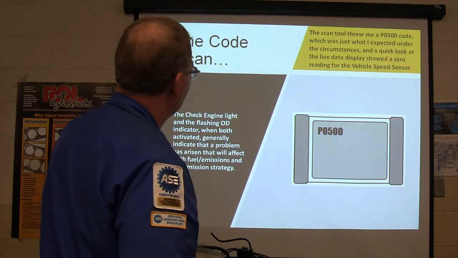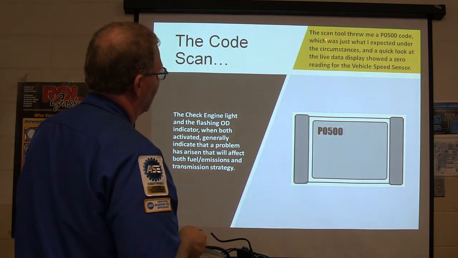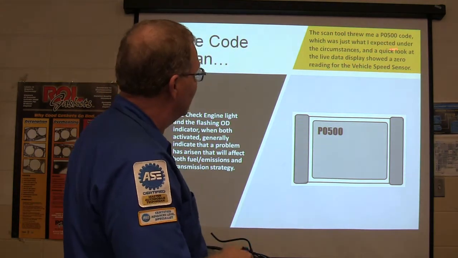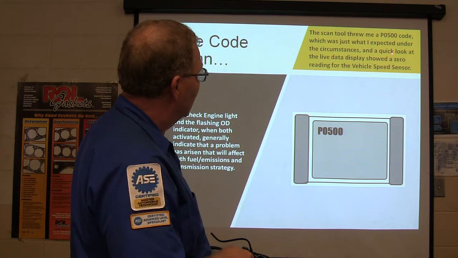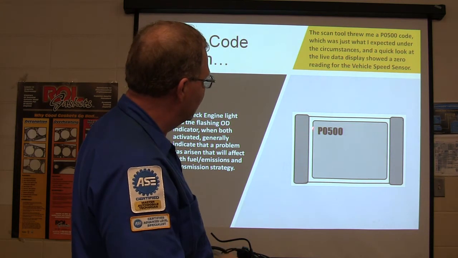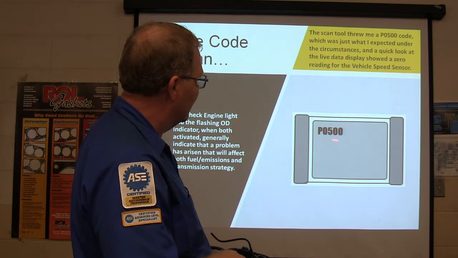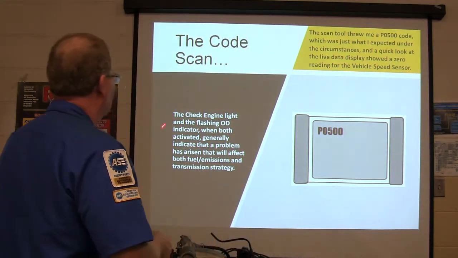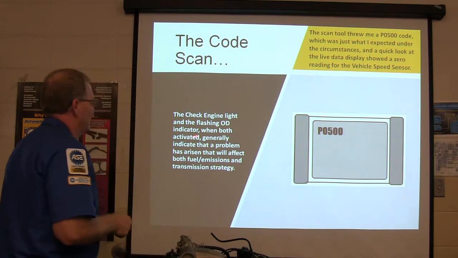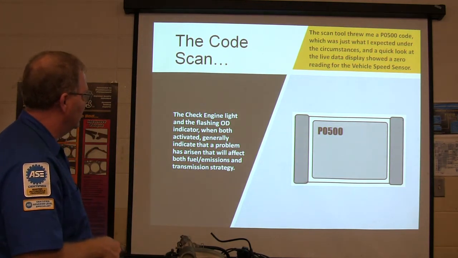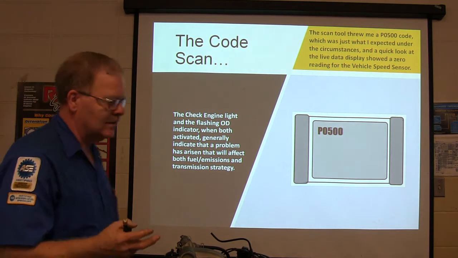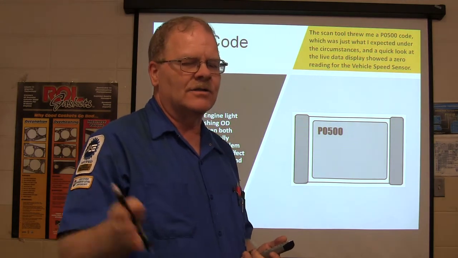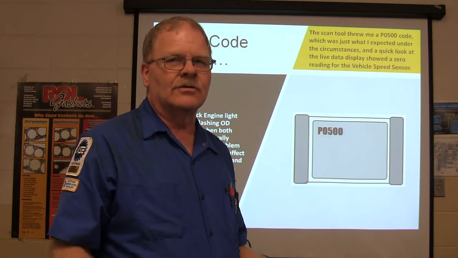Anyway, the cruise control is inoperative too. The scan tool threw me a P0500 code. That's just what I expected. P0500 basically means it doesn't have a speed signal. And a quick look at the live data display showed a 0 reading for the vehicle speed sensor. The check engine light and the flashing overdrive indicator, when both are activated, usually indicate a problem that will affect both fuel emissions and transmission strategy. Now see, it has to know how fast the vehicle's going before it knows to shift to the next gear.